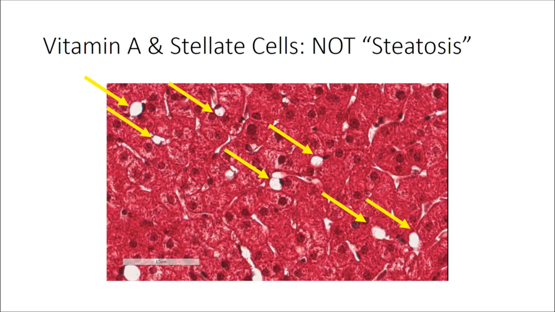Now, why do we care about having too much vitamin A in our stellate cells? Well, it can start a fibrogenetic response and can cause fibrosis in the liver, but through a different mechanism than steatohepatitis.